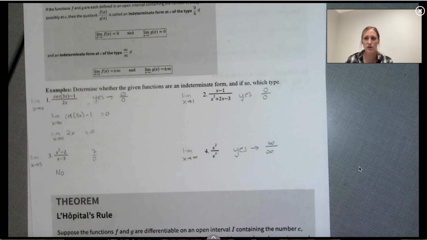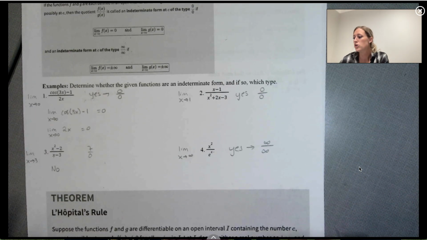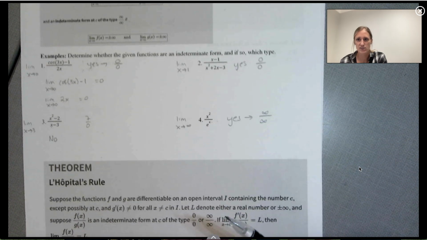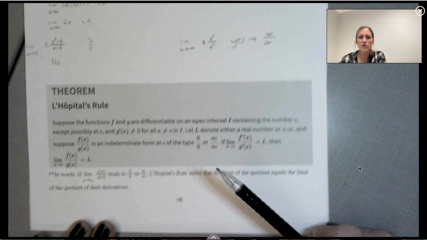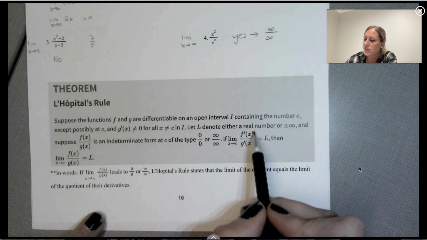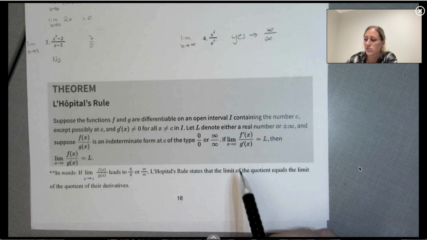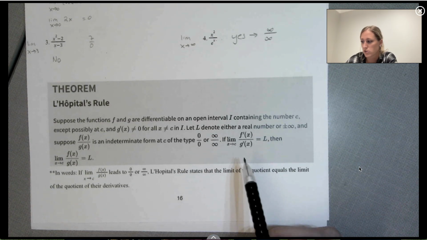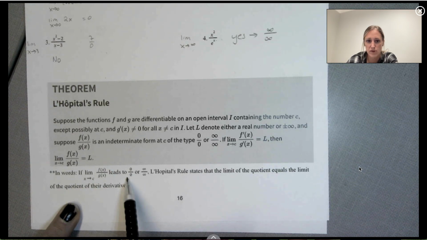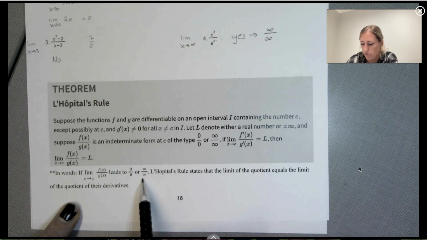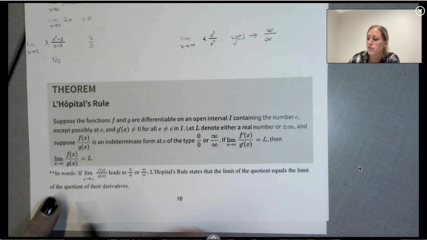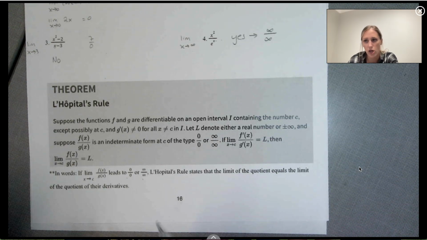Okay, so how do I use this theorem to find limits of these kinds of functions? What L'Hopital's rule says is that we can find the limit by taking the derivative of both the numerator and the denominator and then using direct substitution. In other words, if we get an indeterminate form of 0 over 0 or infinity over infinity, L'Hopital's rule states that the limit of the quotient equals the limit of the quotient of their derivatives. Okay, let's test it out.